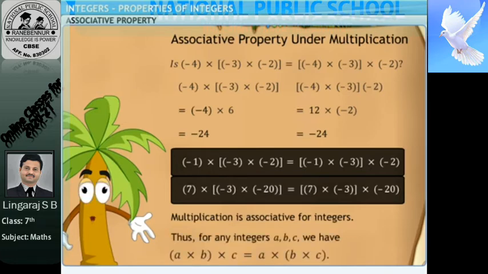Thus, for any integers a, b and c, we have (a × b) × c is equal to a × (b × c).